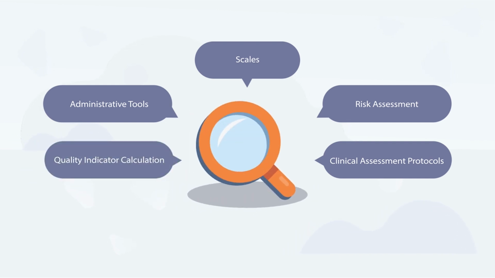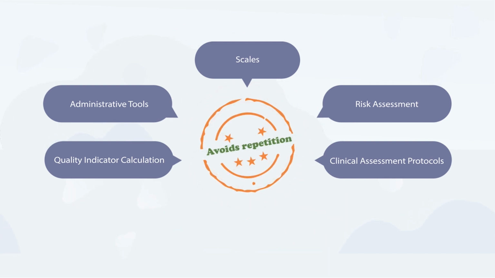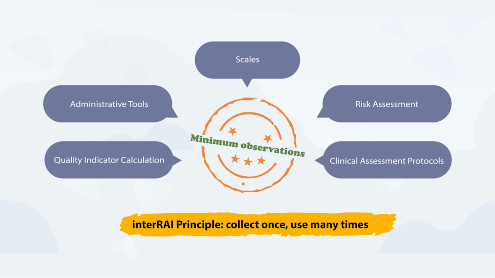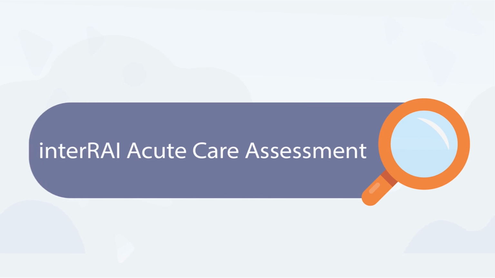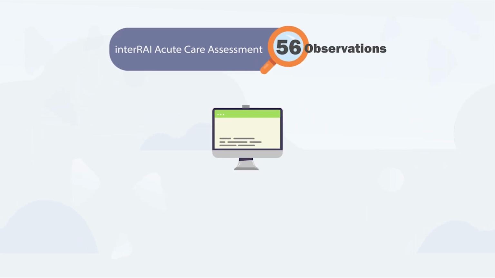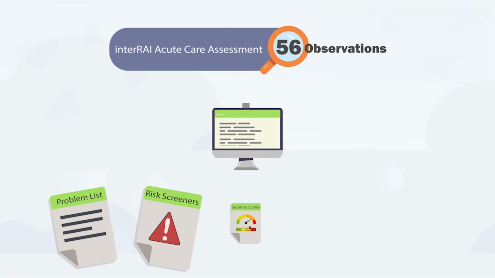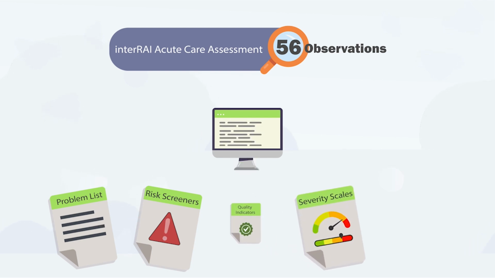The advantage of these interRAI applications is that they all make use of the same set of observations. This avoids repetition and keeps the number of observations needed to a minimum. interRAI is designed around the collect once, use many times principle. The interRAI acute care assessment, for example, uses a modest 56 clinical observations to produce a problem list, diagnostic and risk screeners, scales to measure the severity of a problem, and quality indicators.